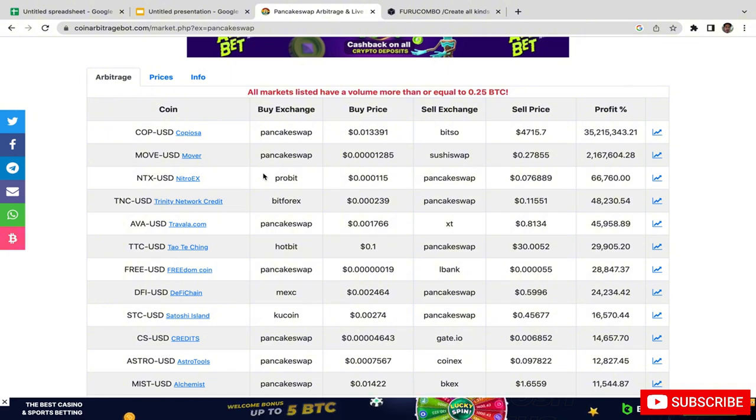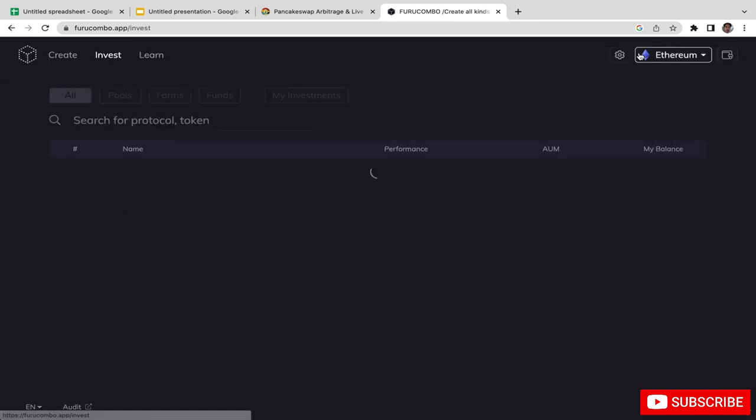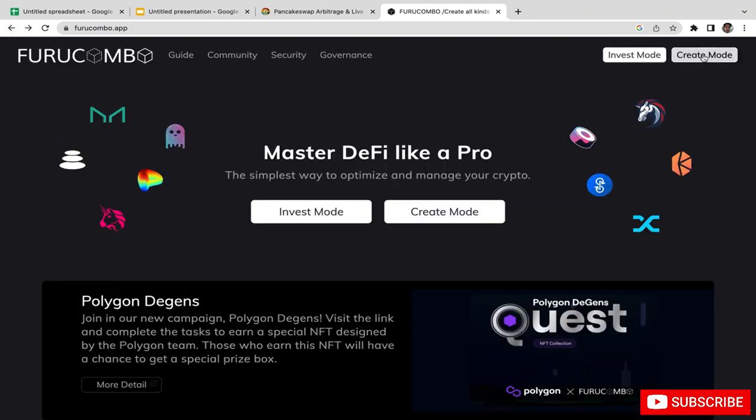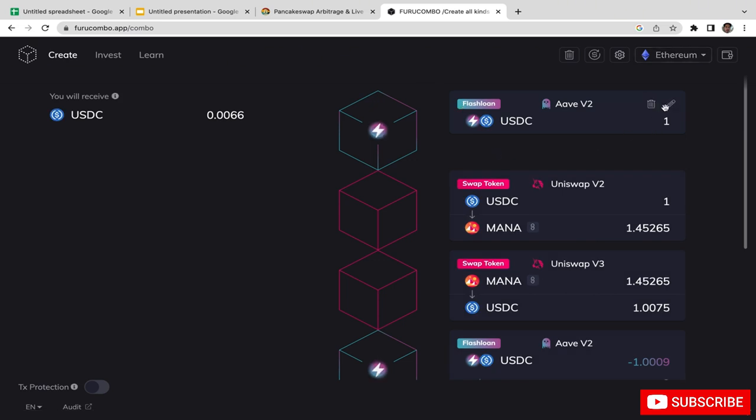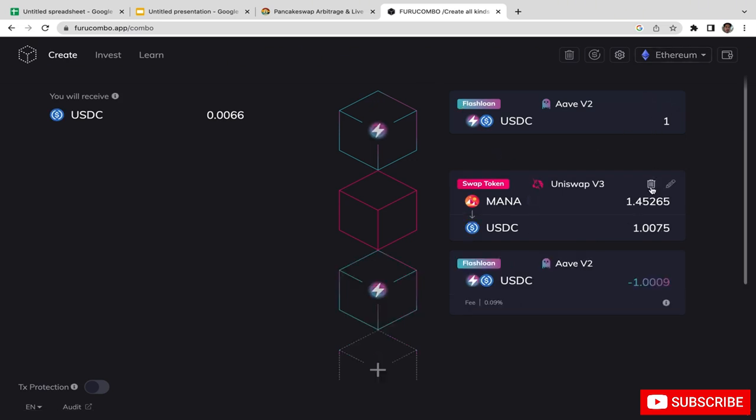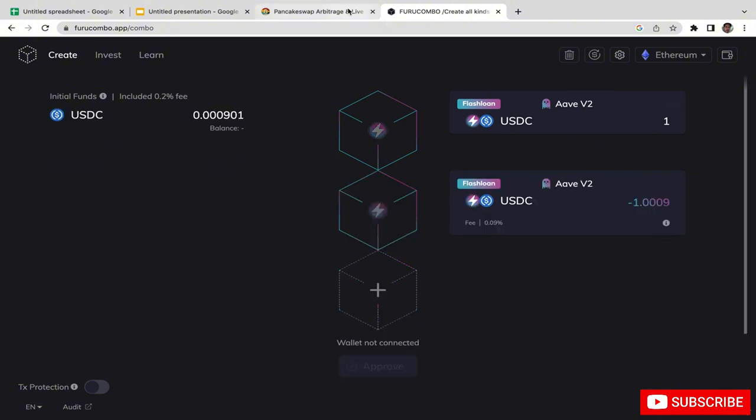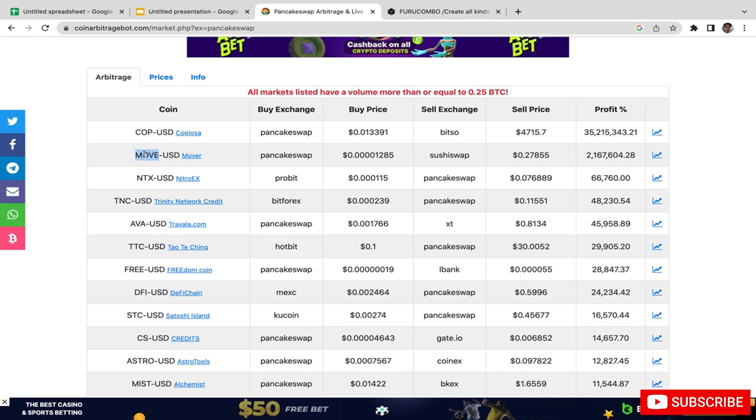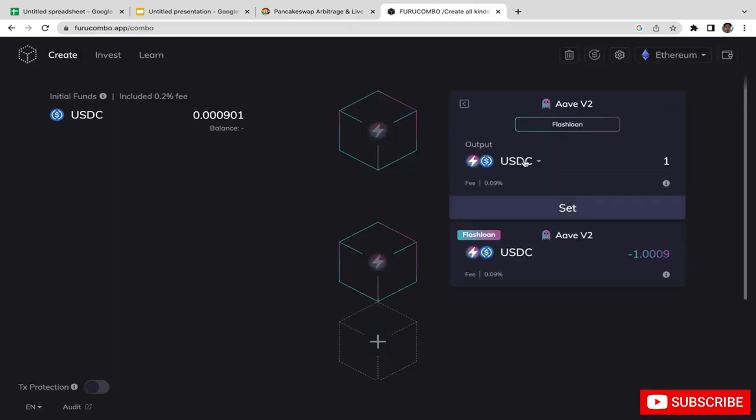But the problem is I'm not sure if this token MOVE is actually supported or available on Furucombo, right? I have no idea. Let's check it out. If it is, then we're going to be rich overnight. Just kidding. All right, so we're just going to clean this up. What's the name of the token again? MOVE. Okay, so we want to trade MOVE. Let's see if it's available here. Just type it in here. Oops, no, it's not available. Unfortunately, it's not available, guys.